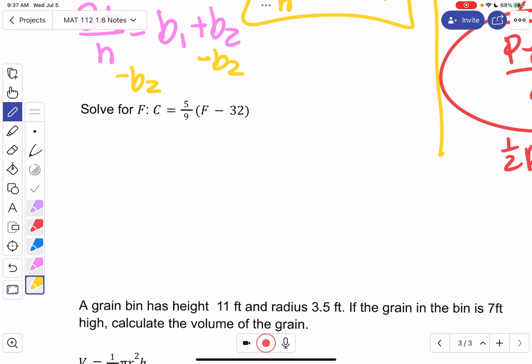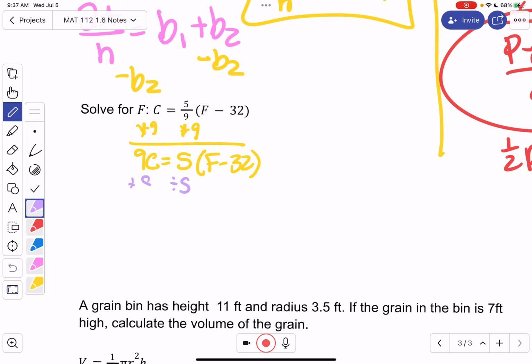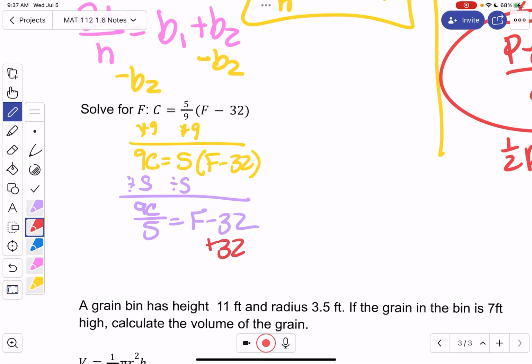All right, here's one more. Solve for F. So I'm going to multiply by 9 to get rid of that fraction. 9c equals 5 times f minus 32. I'm going to divide by 5 to get the parentheses alone. And then I'm going to add 32 to get the f alone. So we have 9c over 5 plus 32 equals f.